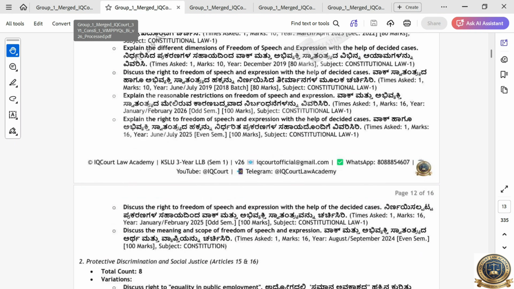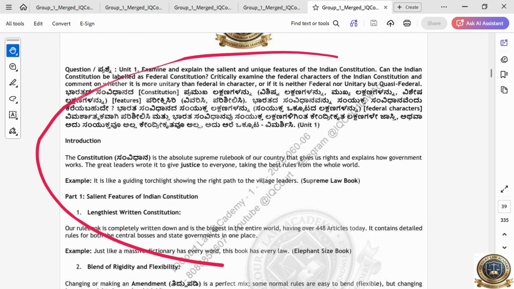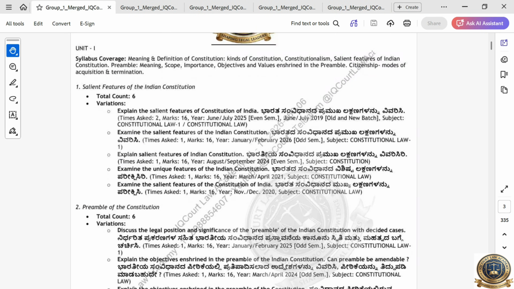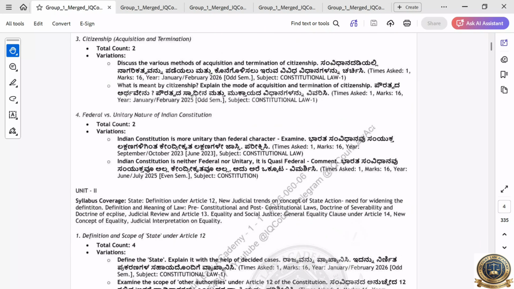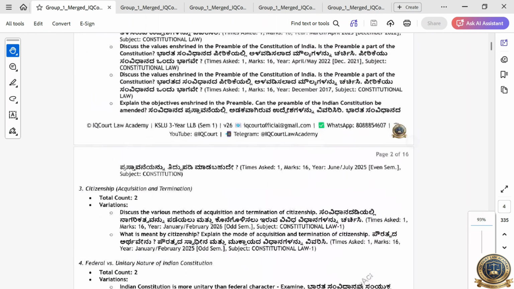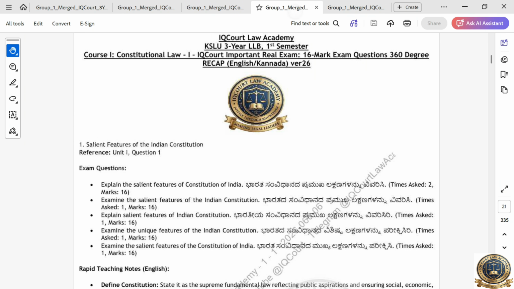Let us go to the important questions. See, same question. This is the first question, right? This is our study material. All the questions we have covered, the way they are asking. See, the same question they are asking in a different way. Explain the salient features of the Indian Constitution. Unique features of the Indian Constitution. Salient features of the Constitution of India. This question and one more question, this also we have combined. See, this question, and this is the third question, the fourth question, and this question. Both we have combined and answered in our study material.